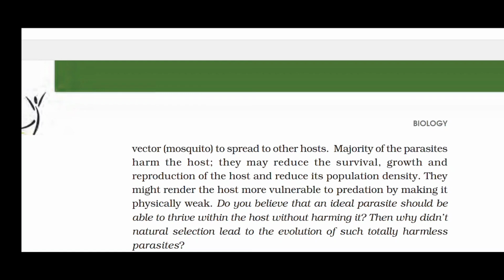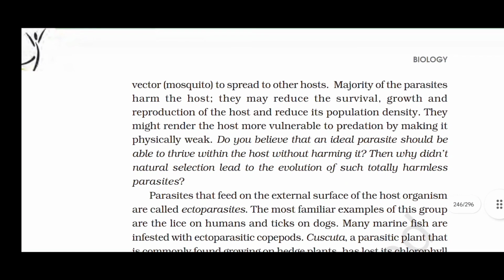The majority of other parasites harm the host. They may reduce the survival, growth, and reproduction of the host and reduce its population density. They might render the host more vulnerable to predation by making it physically weak. Do you believe that an ideal parasite should be able to thrive within the host without harming it? Then why didn't natural selection lead to the evolution of such totally harmless parasites?